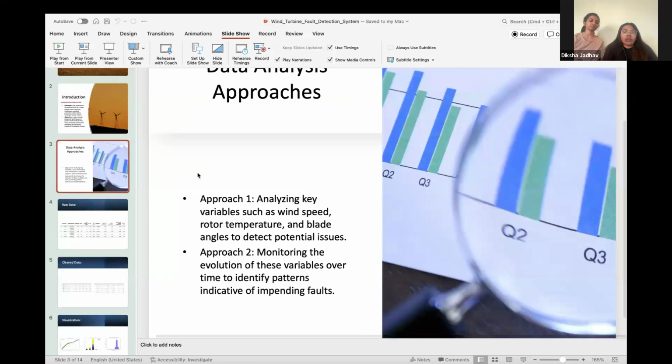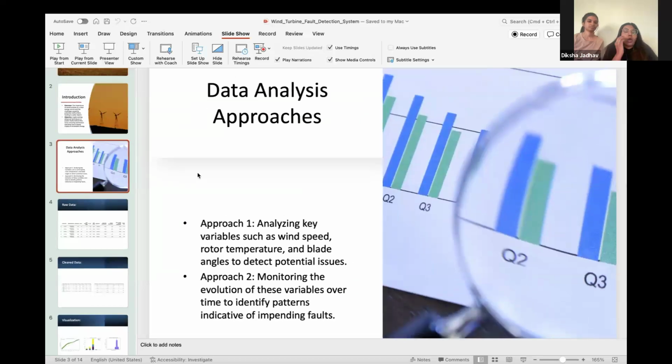Next, let's talk about our data analysis approaches. For pre-processing the data, we used two major approaches. The first one was variable analysis. In variable analysis, the key operational variables like wind speed, rotor temperature, and blade angles were identified as critical indicators. They directly influence the mechanical and thermal stress experienced by the turbine components.